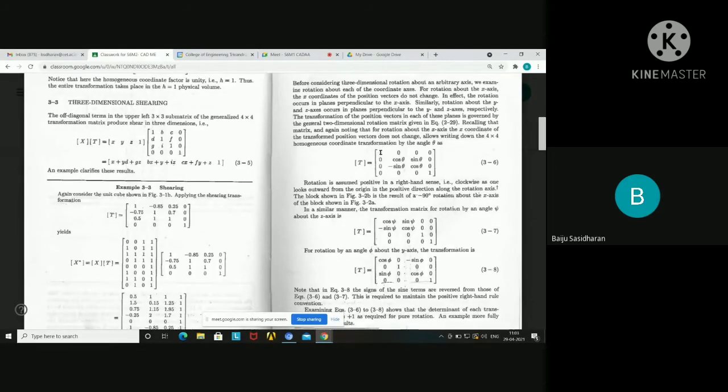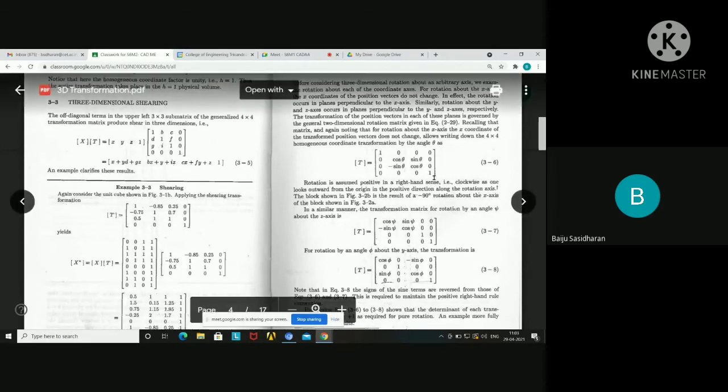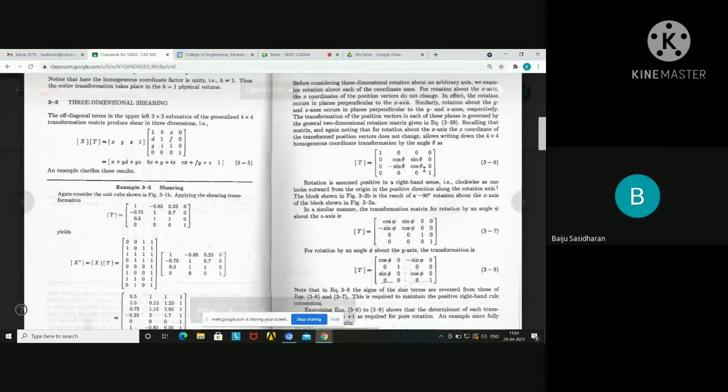It is very simple. You see, this value is 1, others are 0. Here also 0, 0, 0. Then simply we can write cos theta, sin theta, minus sin theta, cos theta. And the rest of the terms are 0, 0. And finally this will be 1. So this indicates the rotation about x-axis. This indicates the rotation about z-axis.